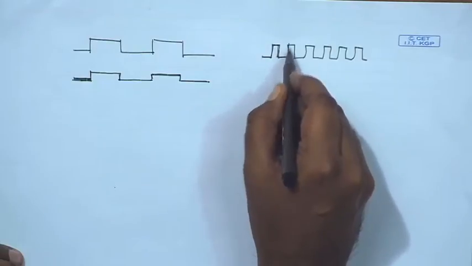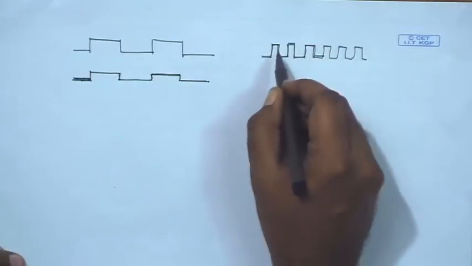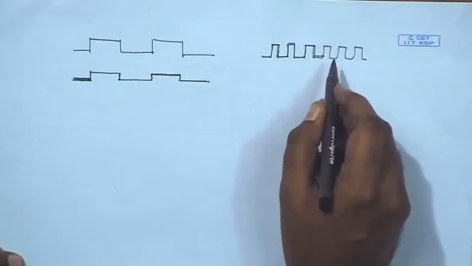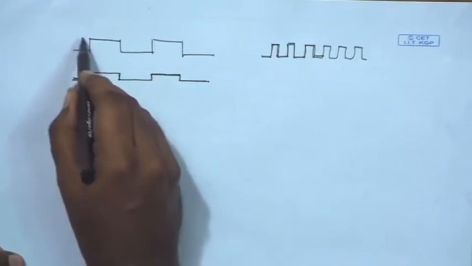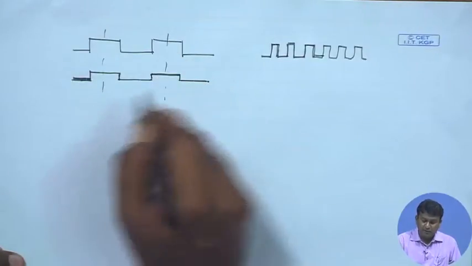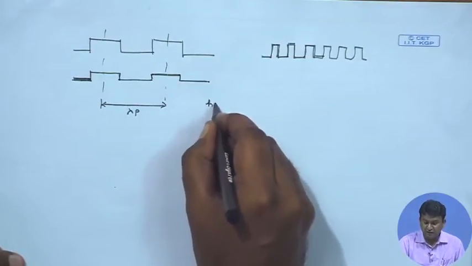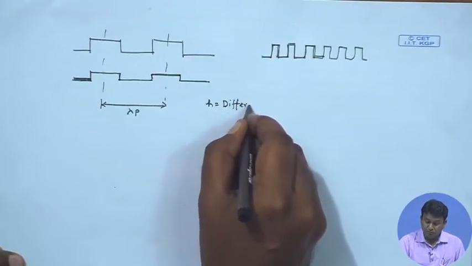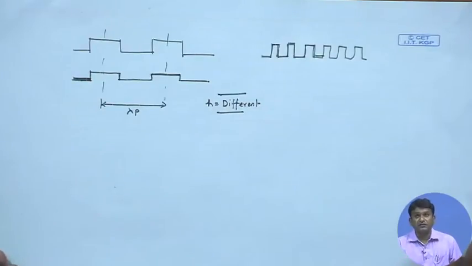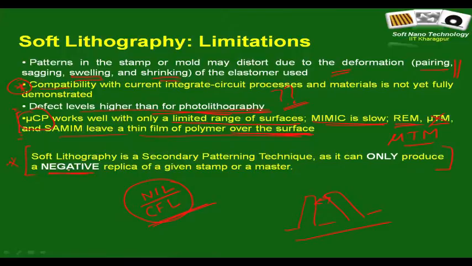So, if you would like to create structures like this, then you need a stamp which contains a negative replica of this particular pattern. If you need structures like this, or maybe here it is very interesting, they have the same periodicity, but the height of the structures are different, and you need different stamps, nothing can be done. So, this is one major limitation of soft lithography, and recently some significant effort.